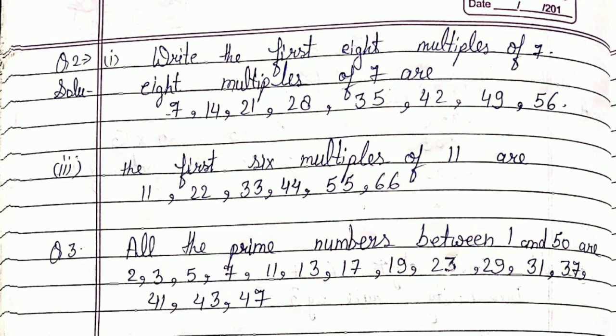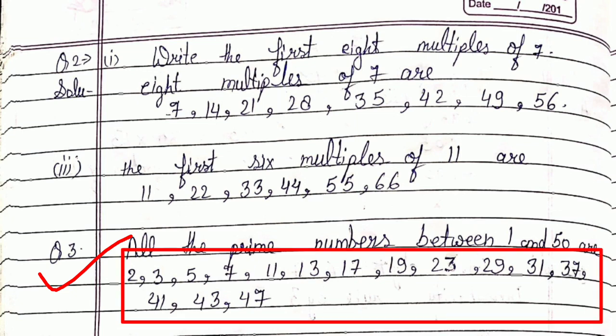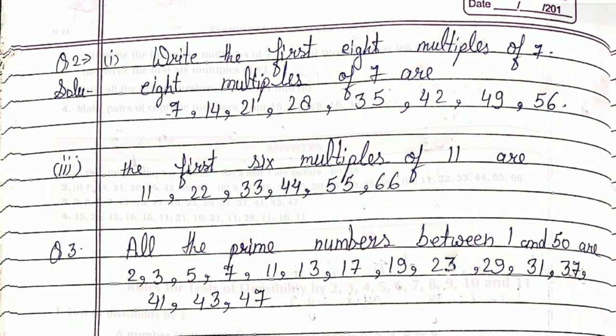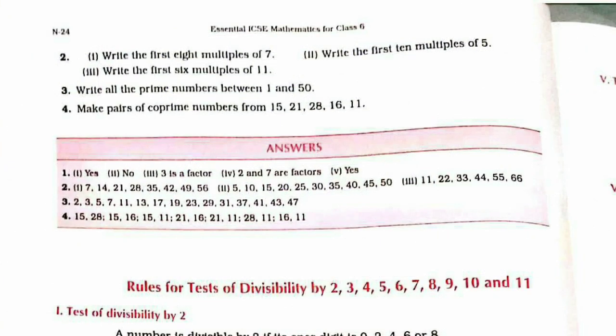Now the third part, he is saying write all the prime numbers between 1 and 50. So these are all the prime numbers: 2, 3, 5, 7, 11, 13, 17, 19, 23, 29, 31, 37, 41, 43, 47. These prime numbers you have to learn. And how to find the prime numbers by the sieve of Eratosthenes, I have already explained in my previous video. If you have not seen it, then please check that.